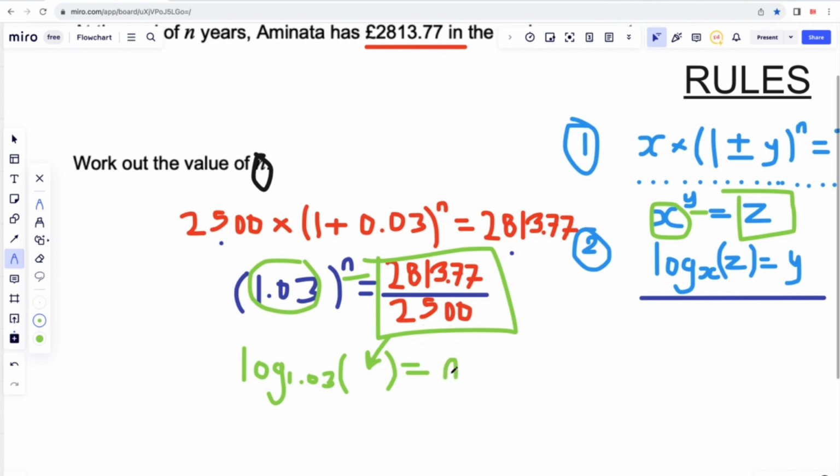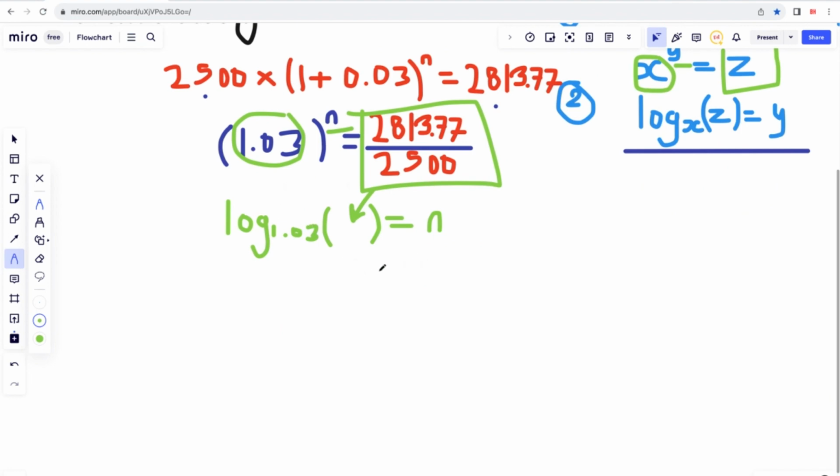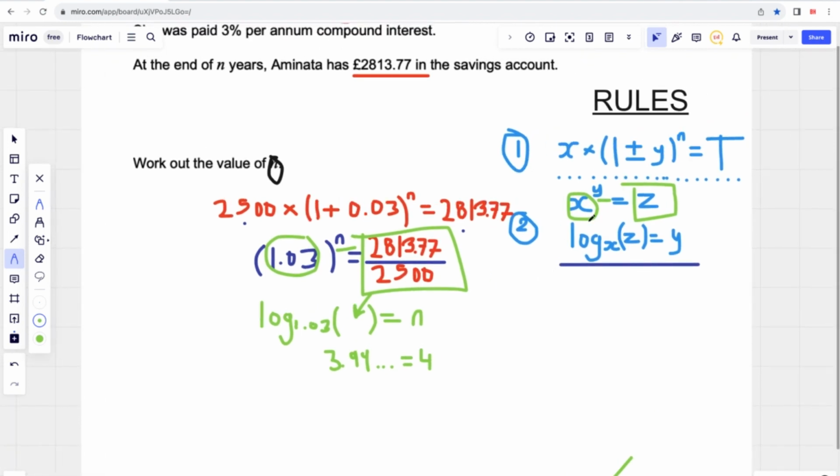So now we made n the subject. Now we use the calculator and then we find the answer. Using the calculator, I got 3.99 and so on. So the answer is 4. Easy, simple as that. Just use these two rules and you're good to go.